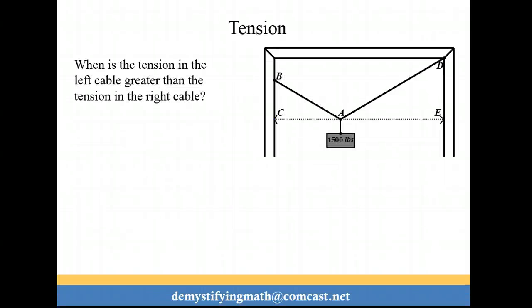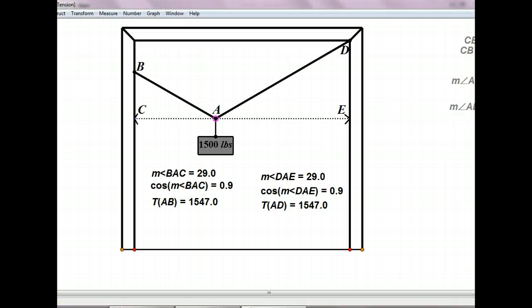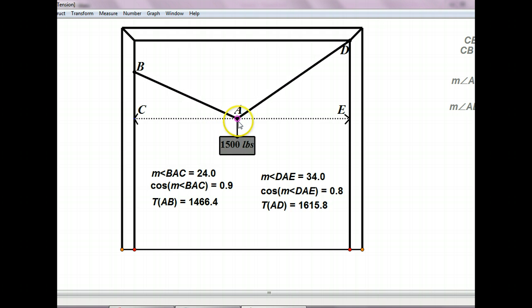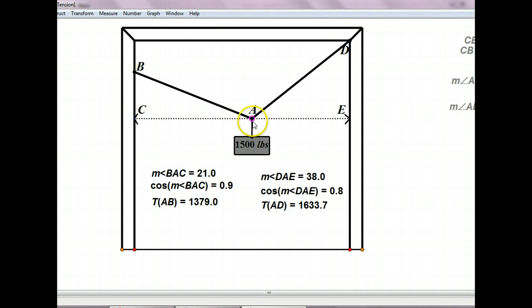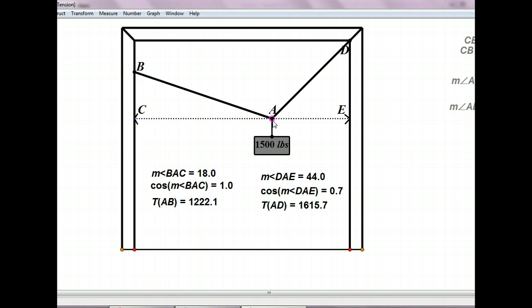When is the tension in the left cable greater than the tension in the right cable? So let's go back to our dynamic drawing and try to see what happens. Okay, so here we are at a point where the two angles are equal, and our tensions are equal, and our cosines are equal. Okay, let's see what happens. As I move the point A to the right, the angle on the right side gets greater, and so does the tension, and the cosine of the angle gets smaller. So you see that now our cosine is pretty big.